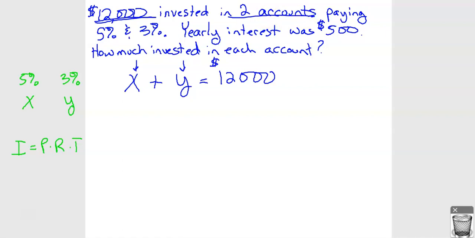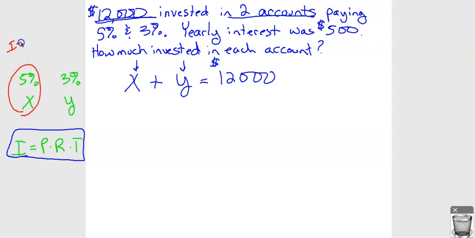Now, for the other equation, I'm going to set it up using the formula I equals PRT, and I'm going to do that with each account. So notice I have 5%. If I take I equals PRT for this account, I know the principal is what I don't know. I don't know how much I invested in here, so that's going to be my X. The rate for this account is 5%, 0.05, and the time is 1 year. I didn't say that in the word problem, but it is based on 1 year of time. Actually, I did. It says yearly interest was $500. So after 1 year, you earn $500.